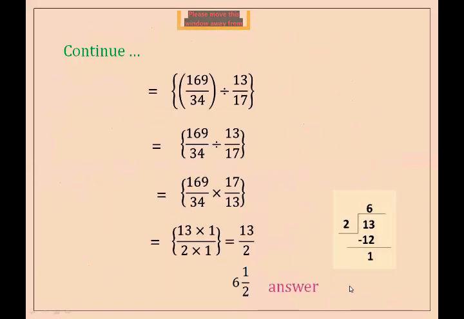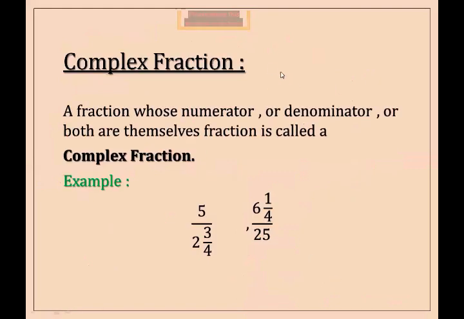Okay, students, here I share with you the complex fraction. A fraction whose numerator or denominator or both are themselves fractions is called a complex fraction. Here's the example: 5 upon 2 whole 3 upon 4, or 6 whole 1 upon 4 upon 25. It is called a complex fraction.